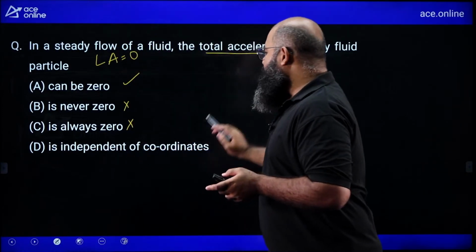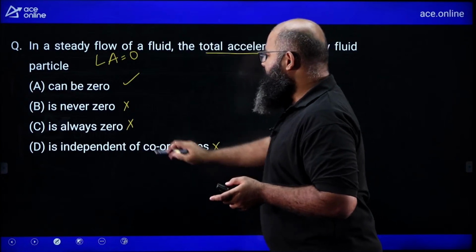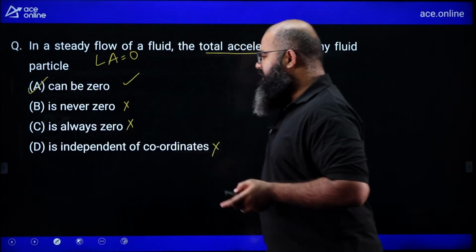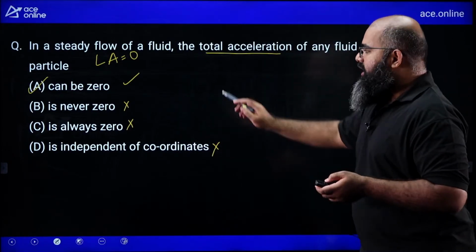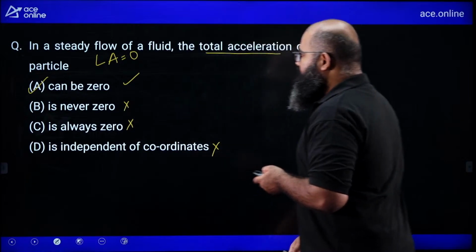Is independent of coordinates. Again, this is not correct over here. The answer over here is option A. It can be depending on space variation also. So depends on coordinates is correct. So the best answer is can be 0.